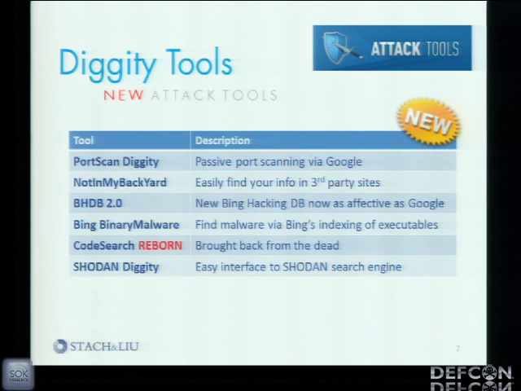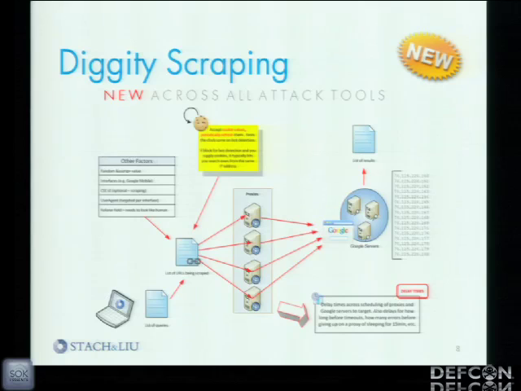I want to get right into some of the new tools that we just released. But even before we get into that, one thing to note: until this version, we had hooked up the Bing API for Bing Diggity and the Google Custom Search API for Google. But now that Bing is moving to a pay model, and just to get the number of results that we really want, we've implemented scraping of Google across all of the attack tools, which was no easy task.